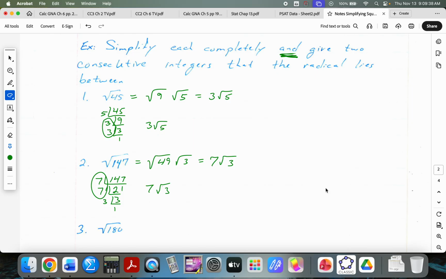How do you know that? Because it's less than 49 and more than 36. Yeah, so your thinking on that is the square root of 36 is less than the square root of 45, which is less than the square root of 49. So the square root of 45 is somewhere between 6 and 7.